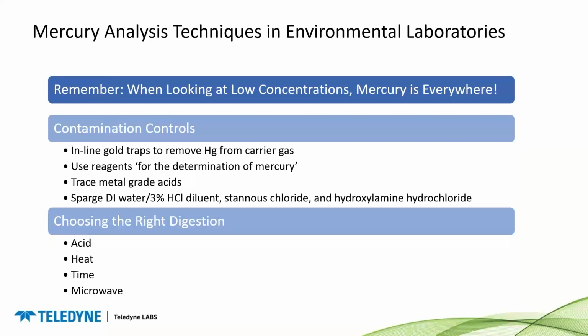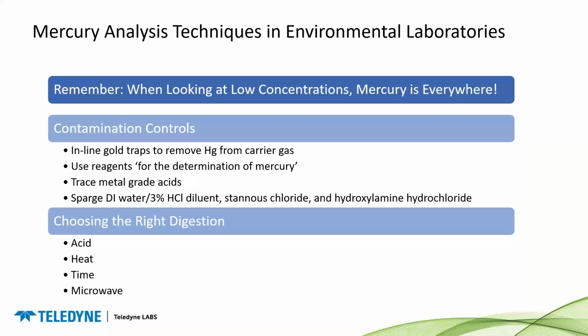It's especially important for your potassium permanganate. It loves to scavenge mercury. So you want to make sure from the get-go that you're not adding any extra mercury to your samples. And I also recommend using trace metal grade acids just for the same reason. Anytime you can start with a really low level of mercury, you're going to end up with better results. So we want to limit that contamination.